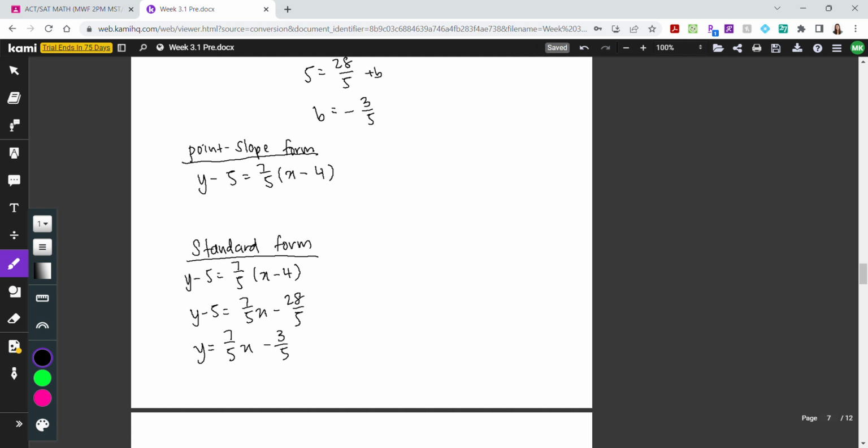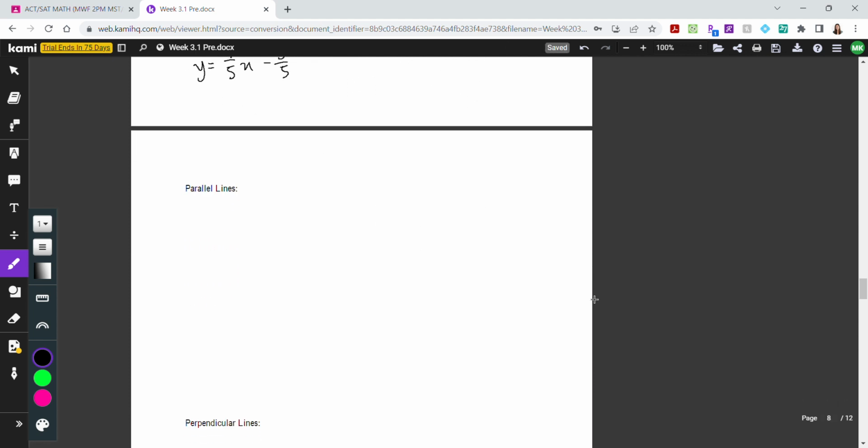I'm going to bring x to the other side by subtracting it. So we get negative 7 over 5 x plus y equals negative 3 over 5. Because they're in fractions, we might as well get rid of the fractions by multiplying the entire thing by 5. And so that's going to give us negative 7x plus 5y equals negative 3. And that will be our equation.